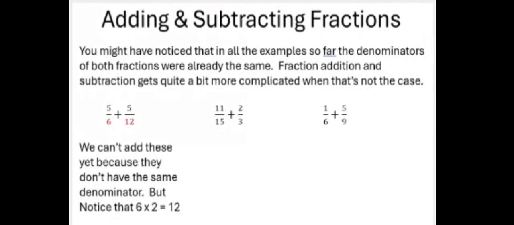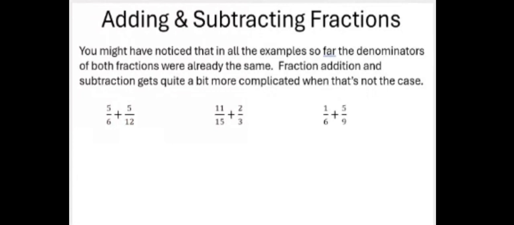The first 2 examples here I've set up very carefully so that you'll notice that one denominator goes into the other. 6 times 2 equals 12, right? 6 goes into 12. So if I just take that first fraction and I double the top and the bottom, which I know I'm allowed to do, it'll be the same fraction.